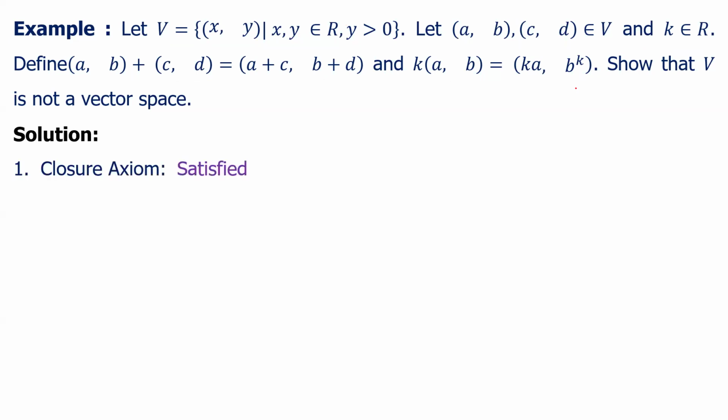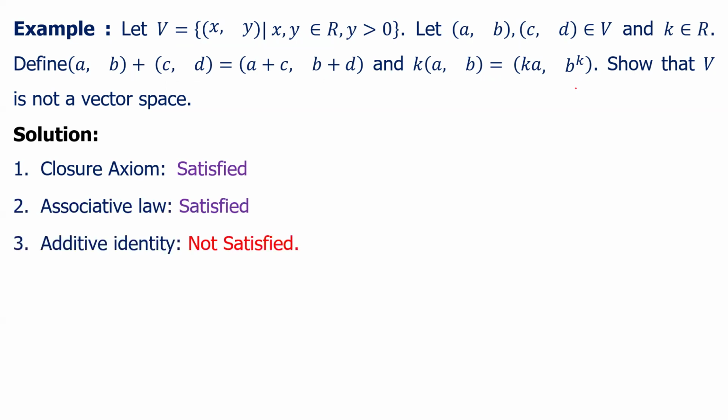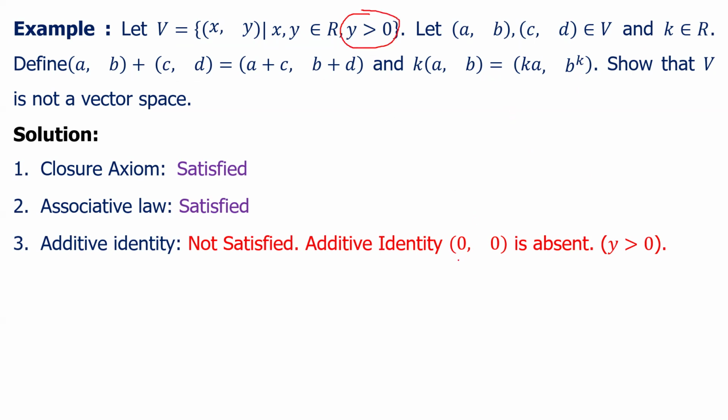The closure axiom is satisfied over here, the associative law is satisfied, but the additive identity is not satisfied. Why is it not satisfied? Because here it is said that y is always greater than 0, so (0, 0) will not be an element of this set. Therefore, it is not a vector space.